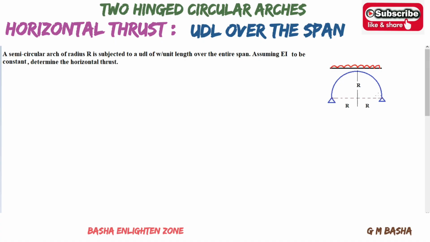Hello friends, in this lecture I would like to explain another example based on the two hinged circular arches. Already in the last example I explained a two hinged circular arch with a point load exactly at the crown, but here a UDL is acting over the span. So please watch that video.